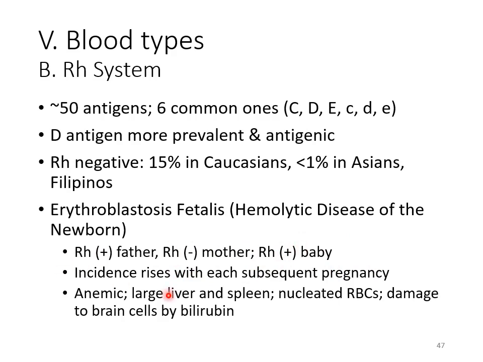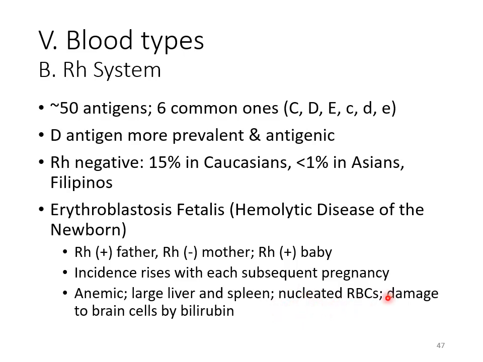So what happens to the baby? Because the red blood cells are being destroyed, there will be anemia, a large liver and spleen, because remember, these are important in RBC synthesis and also recycling. There will be a lot of nucleated RBCs because the mature RBCs are being destroyed, so there's more stimulated production of RBCs, so you now have more immature RBCs.